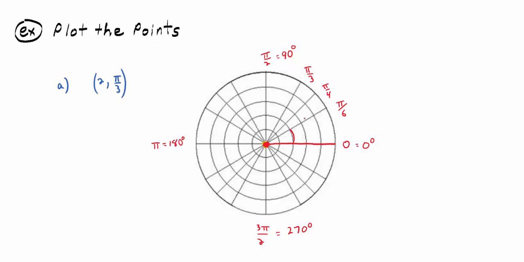Let me erase some of this stuff we don't need. Okay, so 2 comma pi thirds, a couple different ways you can graph it. You can think of the angle first and sweep out an angle of, well, here's theta, pi thirds, and then how far do you go out? 2. Now, the way I like to think of it, though, I like to go out the distance first. I like to go out the distance of 2. So from the origin, go out 1, 2, I'm here, and then sweep out the angle along this arc of one of the concentric circles at radius 2. And so that's going to be along this arc, stop right there. There it is. So there you go, 2 comma pi thirds.